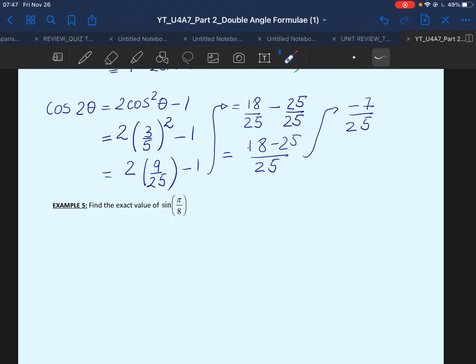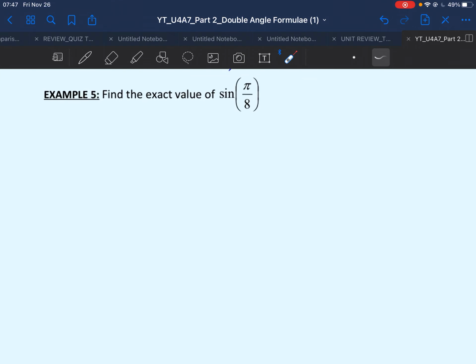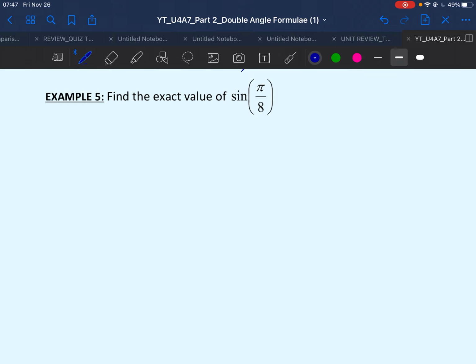Now, moving on to the next question, we're going to talk actually in more detail about this in the upcoming exercises. So we have to find the exact value of sine of pi over 8. Pi over 8 is not a special angle, but I know that I can connect pi over 8 with its double, which is double pi over 8 or pi over 4, because I know that pi over 4 is a special angle. So I must use some double angle formulas in order to find the exact value of sine pi over 8.